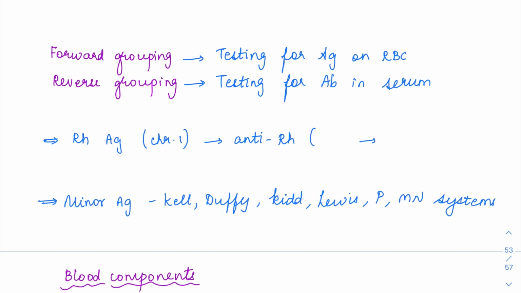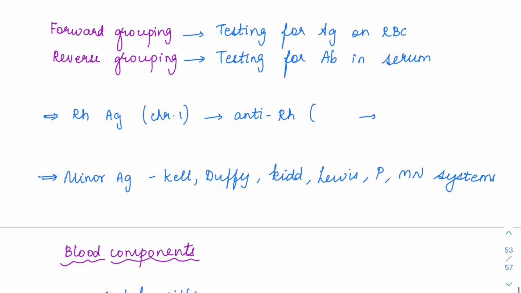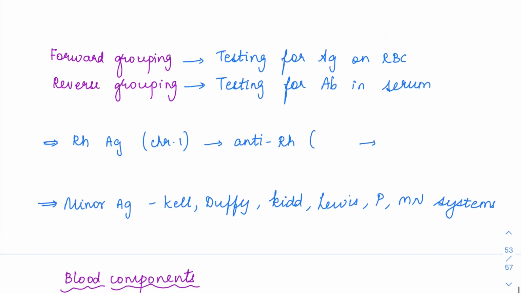First is a forward grouping, which is used for detecting the antigen present on the RBC. Then we have a reverse grouping, which is used to test the serum for identifying the antibody. So if I am of A blood group, then with forward grouping, they'll have to find A antigen on my RBC. And when they are testing my serum for antibody, they'll have to test for anti-B. Okay, so anti-B antibody should be present. So both must correlate. Only then you can give a proper group.